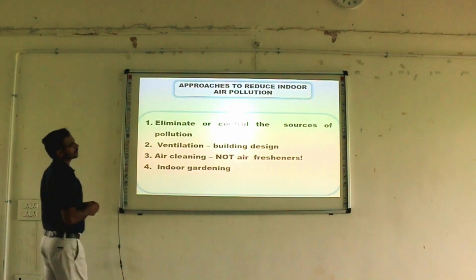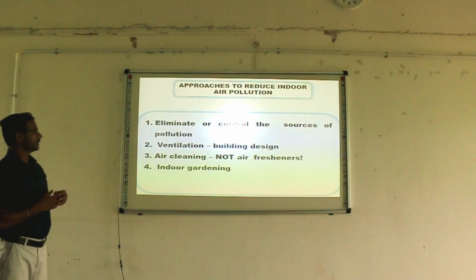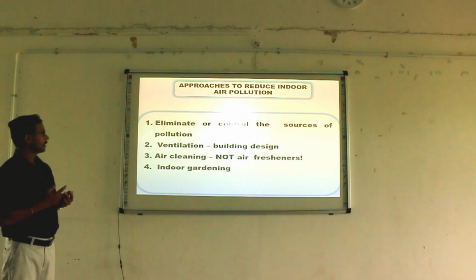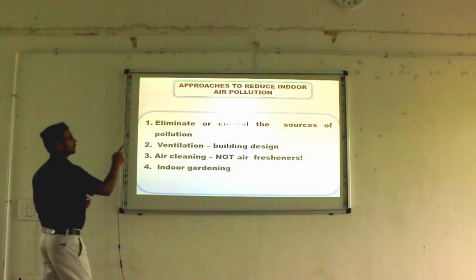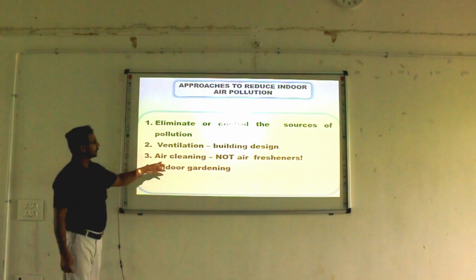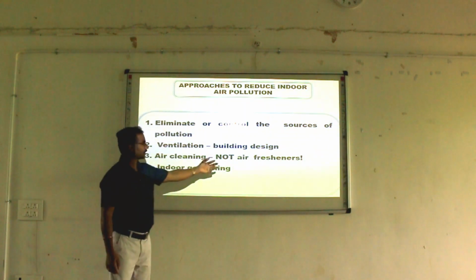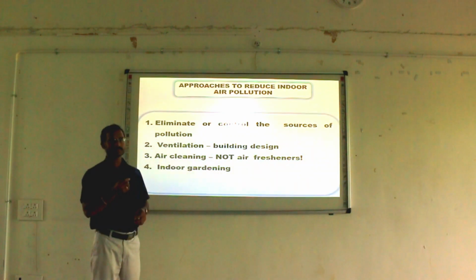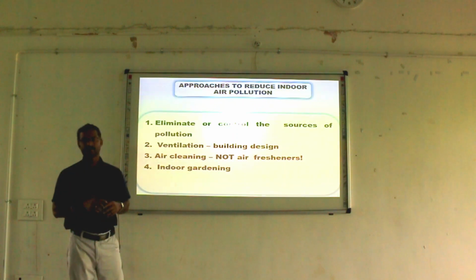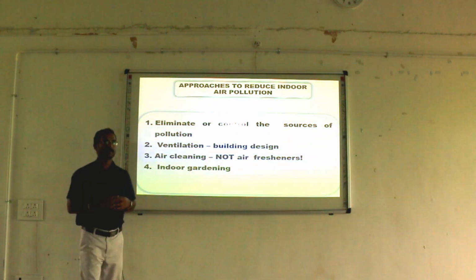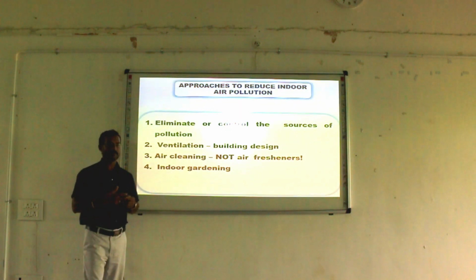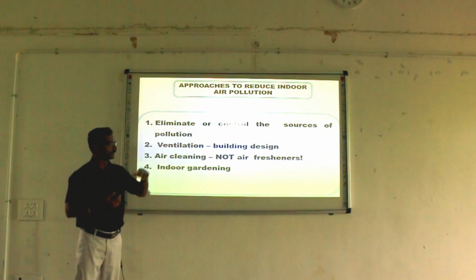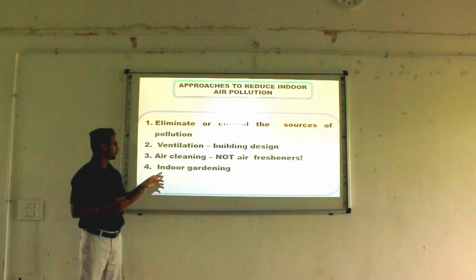Then approaches to reduce indoor air pollution. Mainly, eliminate or control the source of pollution, and maintain ventilation. By constructing buildings with a good design, we can minimize air pollution. Then air cleaning, which does not mean air freshening. An air freshener is also one type of pollutant. Some people are not compatible with air fresheners and feel vomiting problems. So air freshening does not count as air cleaning.